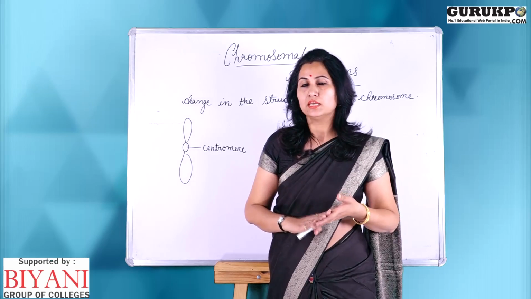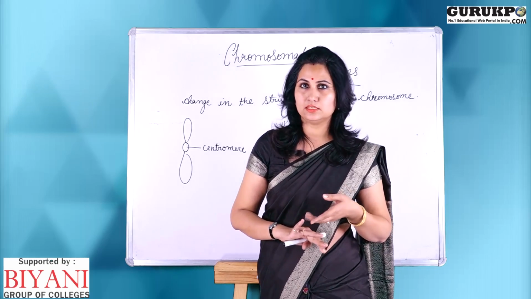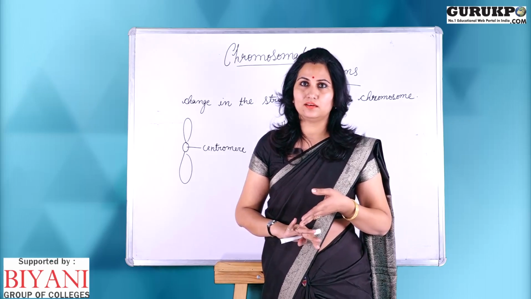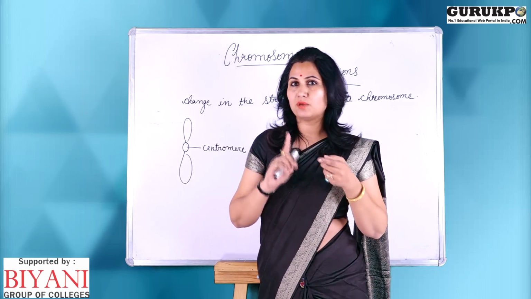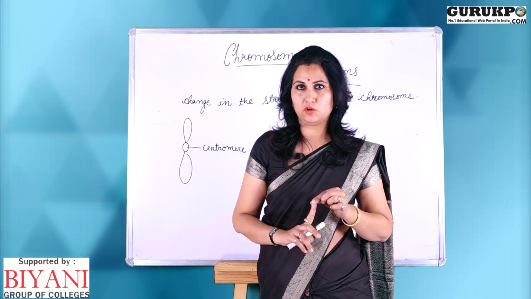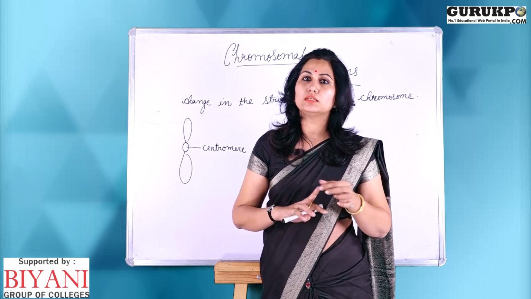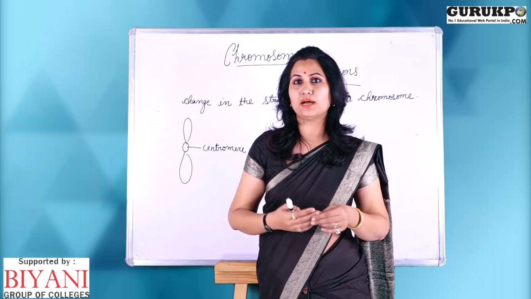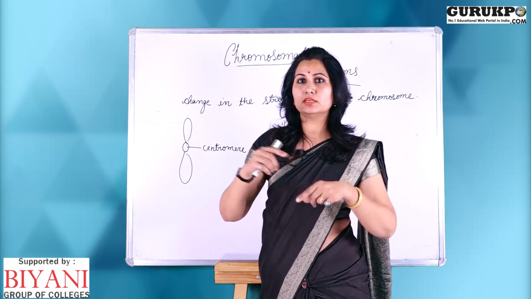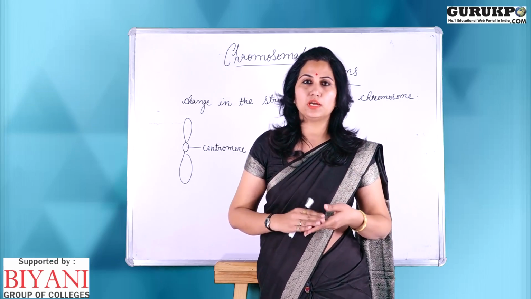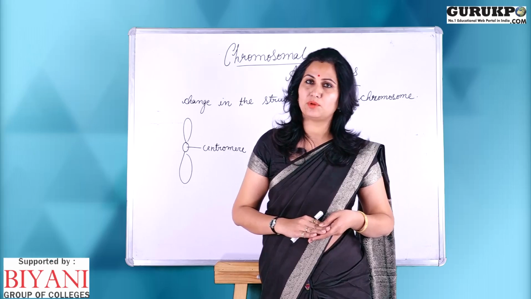Chromosomal aberration is of 4 types, like the change in the structure may occur in 4 ways. It could happen due to the deletion of a part of a chromosome, or the duplication or doubling of a part of a chromosome, inversion, and the translocation. So, now we are going to study in detail about all these types.